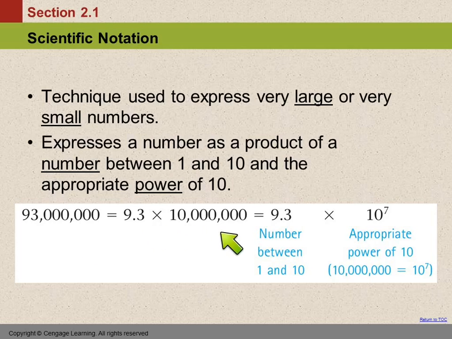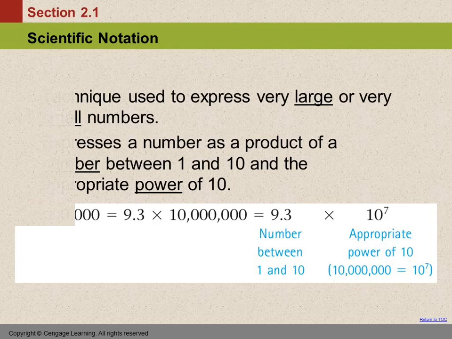So what we do is we factor out a whole bunch of tens. We're moving the decimal point over, essentially. We want to get a number between 1 and 10, and then that's times 10 raised to an appropriate power. So 10 raised to the 7th power is a 1 with 7 zeros after it. That's what 10 to the 7th means. The other way to think of it is it's 10 times 10 times 10, 7 times.